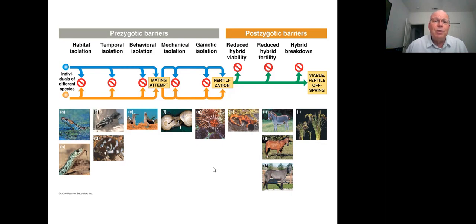But if we observe at least one of these barriers in place between the two populations in nature, then we have to consider the two populations to be two separate species. So that's how we apply the biological species concept to populations and groups of organisms in nature. But remember, this is not a one-size-fits-all proposition. This definition cannot work in all situations, and here are just a few that may come into play.